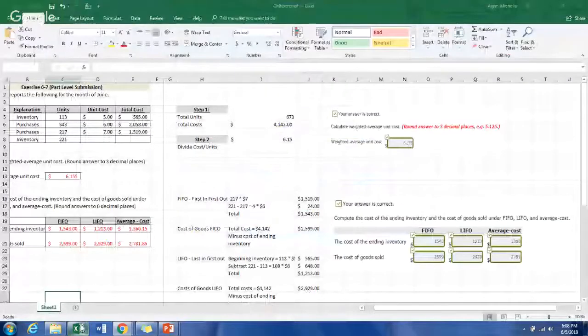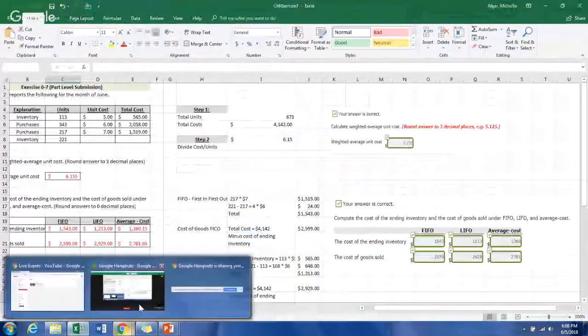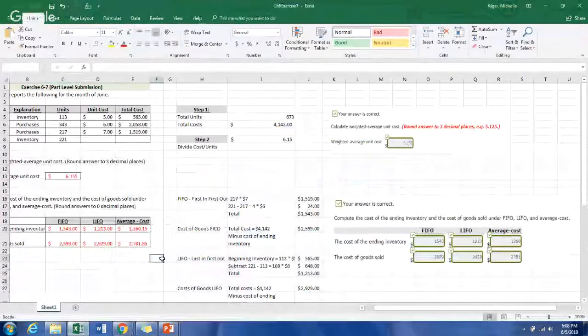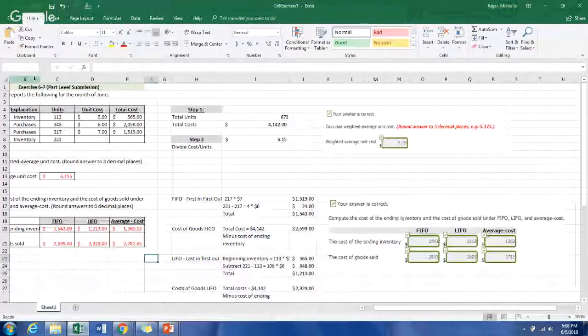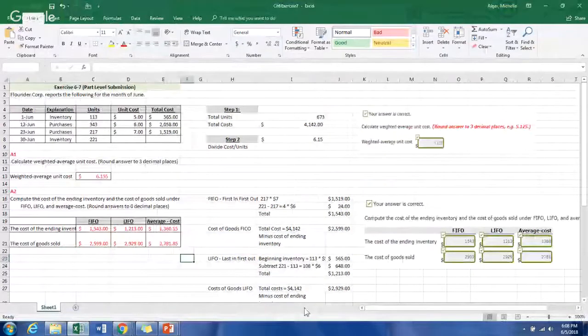Exercise, or chapter 6, exercise 7. Sorry, it's a two-part question, and we were asked, this is in regards to FIFO and LIFO and average cost. For the first part, it says Flounder Corp reported the following for the month of June, and it gives us dates and the inventory and purchases, number of units, unit costs, and total costs. We were asked to find out what the weighted average unit cost was.